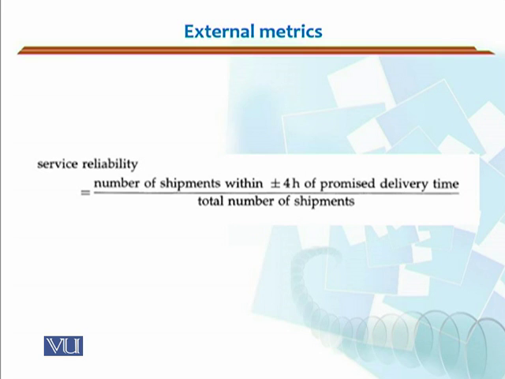For example, for Domino's Pizza, this plus minus is just 5 minutes. So their delivery time is like 25 minutes plus minus 5. That is the max which they can take. So it varies. The definition of service reliability would vary from industry to industry.